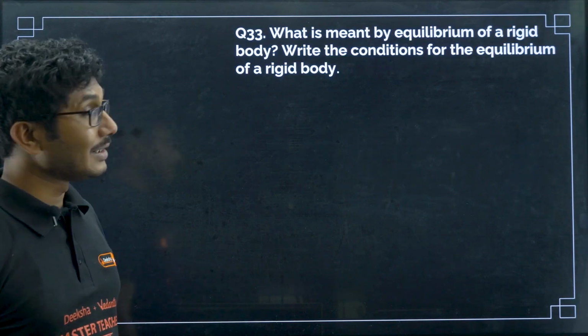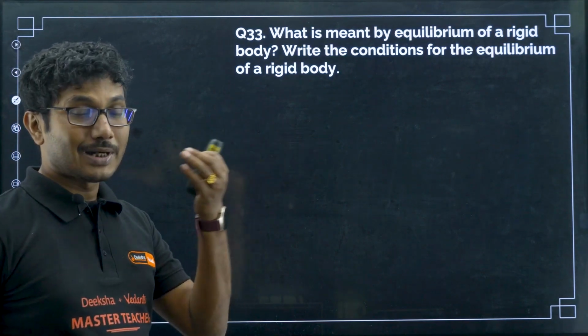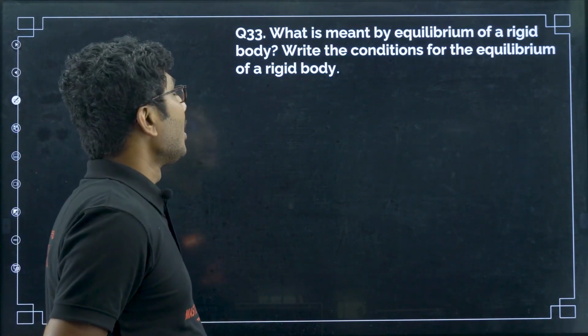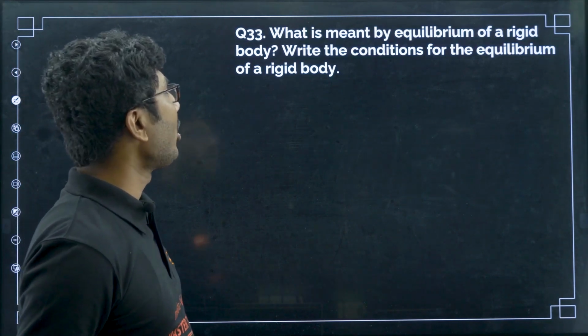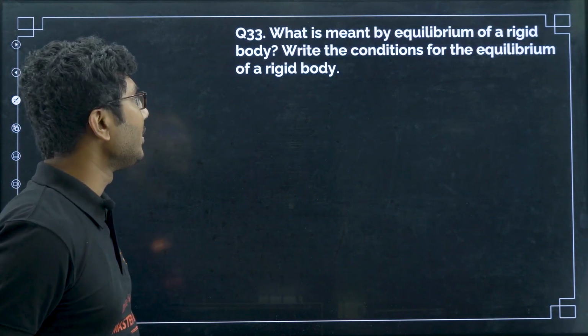Okay, now the next question. Relatively, your final 5 marks question will definitely be difficult. Question number 33: what is meant by equilibrium of a rigid body? Write the conditions of equilibrium of a rigid body.